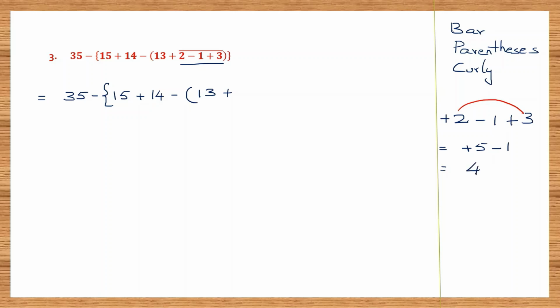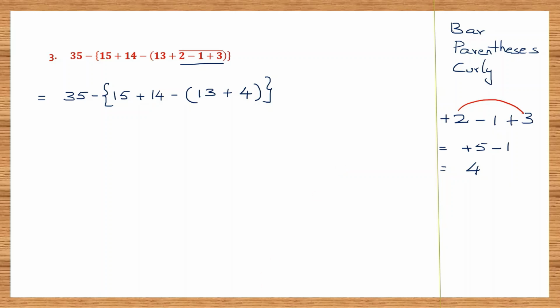So in my answer, the first step, I'm going to write 4 instead of all the numbers underneath the bar bracket. Now I close my bracket and I close the curly bracket also. So now I have only two brackets left: the curly bracket and the parenthesis. Which one has to be done next? We finished the bar, so next we have to do the parenthesis. So let's do that now.